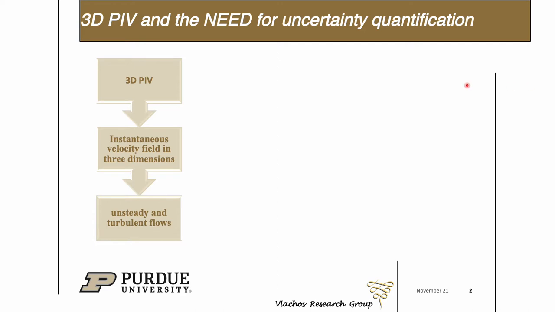According to the topic, let's start with what is 3D PIV and why we need uncertainty quantification for those measurements. 3D PIV is a flow measurement technique and it can be very advantageous when you need instantaneous velocity field in 3D domain, which is mainly the case in turbulent shear flows.